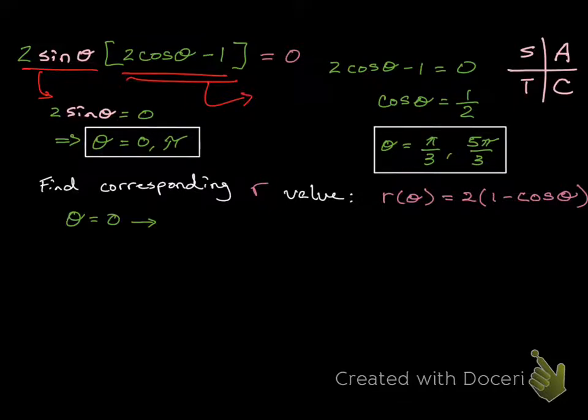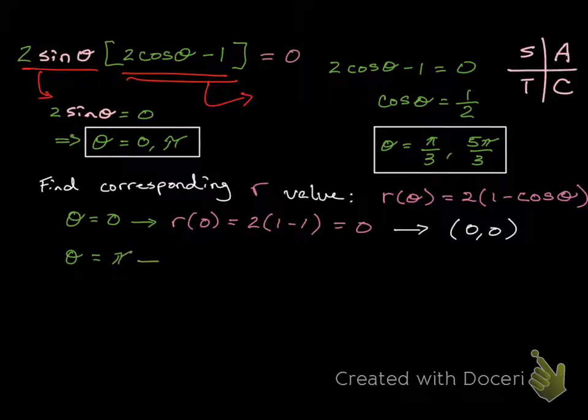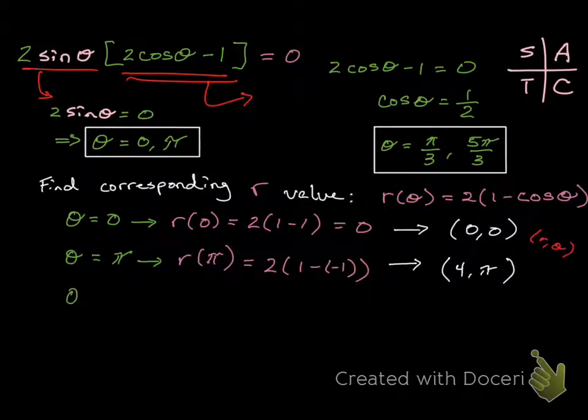So plug in theta is 0: r of 0 is 2 times 1 minus cosine of 0, which is 1. So 1 minus 1 is 0, times 2 is 0. That point corresponds to (r, theta) being (0, 0). Do the same thing for pi. Plug in pi for theta: 2 times 1 minus cosine of pi, which is minus 1. 1 minus negative 1 is 2, times 2 gives me a 4, and the angle is pi there. Again, remember these are in the form of r comma theta, the radial distance from the origin, and then the angle counterclockwise from the polar axis.